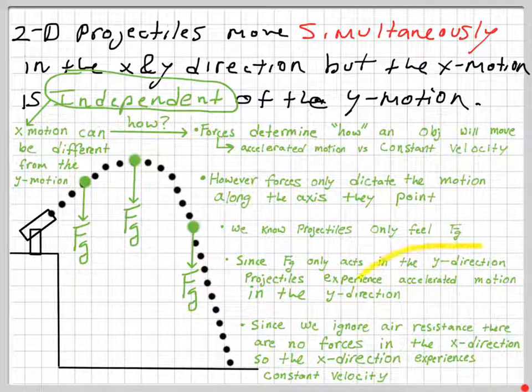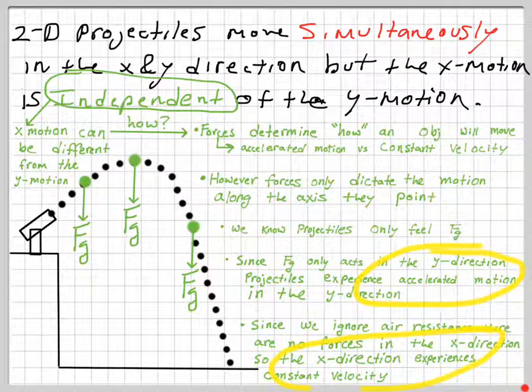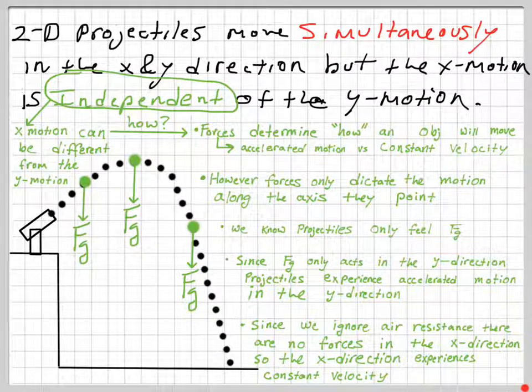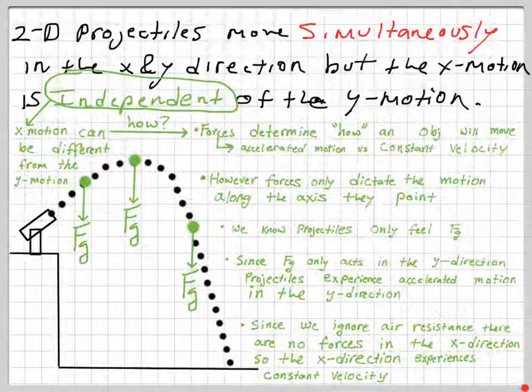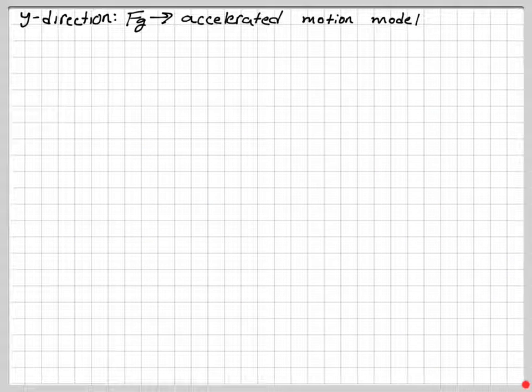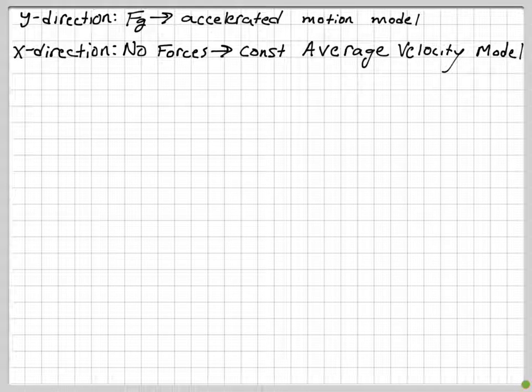And we can see here that these two motions are independent of each other. They're different from each other. The Y direction experiences accelerated motion, but the X direction experiences constant velocity because of the way that the forces act on the object in the X and the Y direction differently. So that means that in the Y direction, our object's going to follow our accelerated motion model. But in the X direction, our object's going to follow our constant average velocity model.